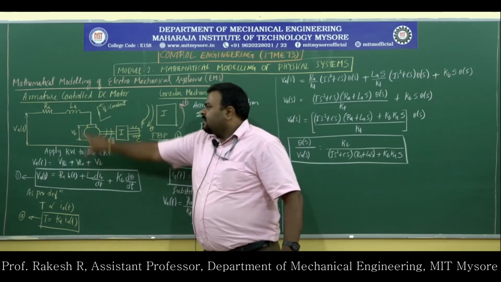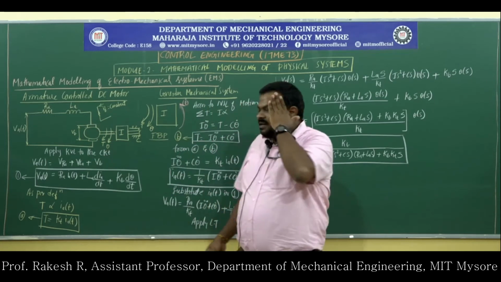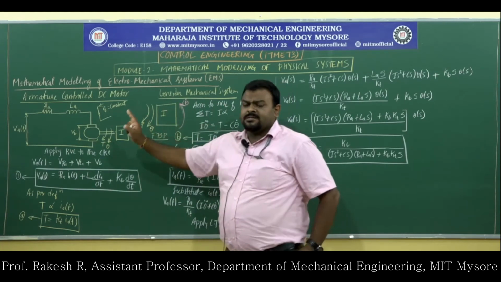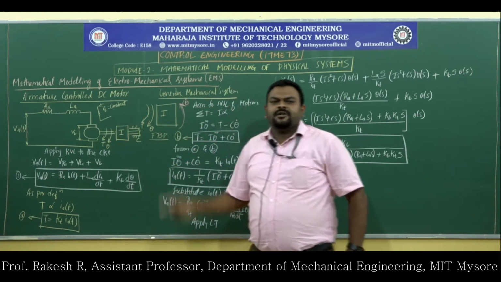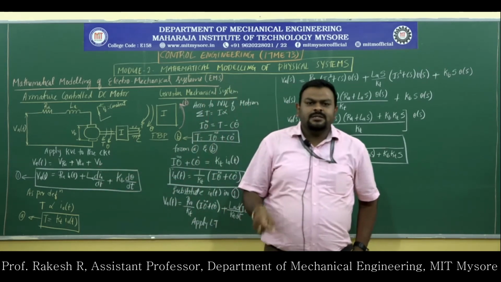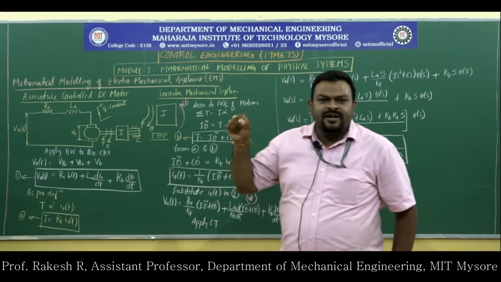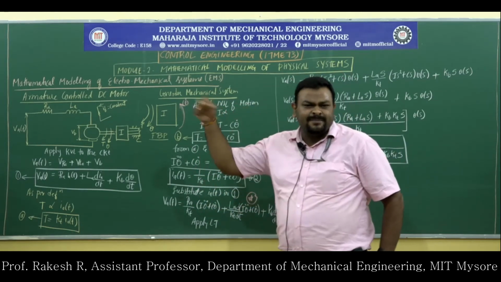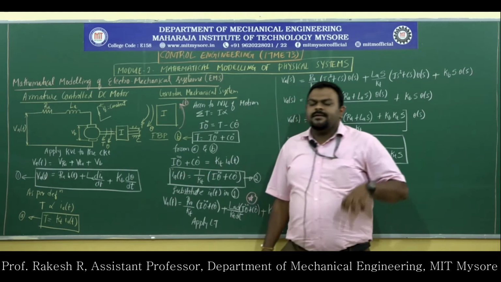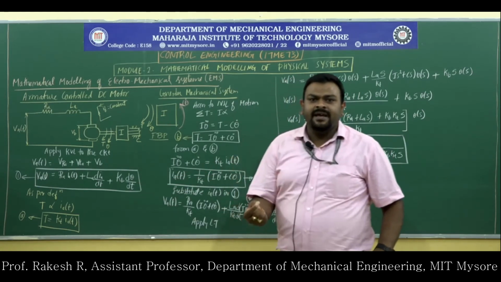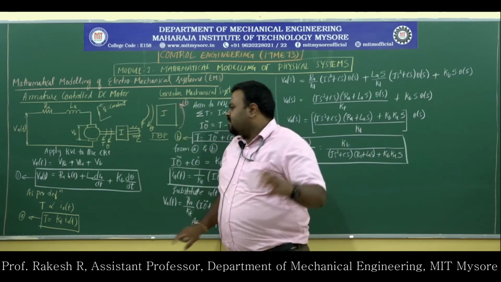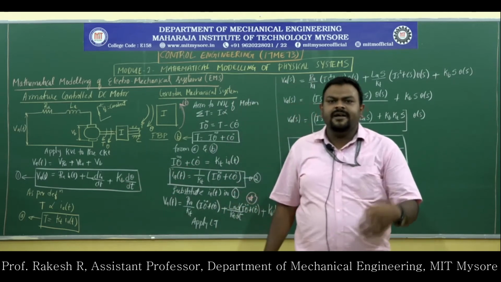After deducing this, apply KVL to the circuit, then the input voltage will be equal to voltage across each term: voltage across resistance, voltage across inductance, voltage across back EMF. So only three things. After this you will get an equation. In that equation substitute voltage across resistance, R into IA, voltage across inductance, L into di by dt, and voltage across back EMF, Kb into d theta by dt. In some of the times they will mention the notations EB or Ka like that. For the given expression you solve. If it is not mentioned, directly take Kb into d theta by dt.